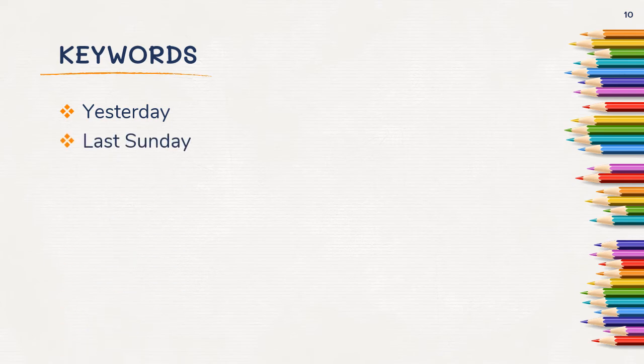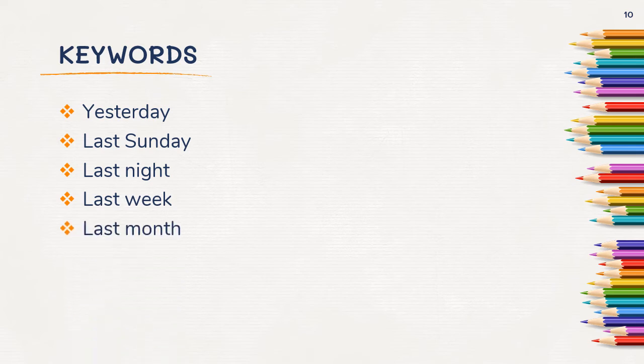Last Sunday, கடந்த ஞாயிற்றுக்கிழமை. So the Sunday you can replace it with any other day. Last Sunday, last Monday, last Tuesday, and so on and so forth. So Sunday to Saturday. அடுத்து last night, அதாவது கடந்த இரவு. Last week, சென்ற வாரம். Last month, சென்ற அல்லது கடந்த மாதம்.